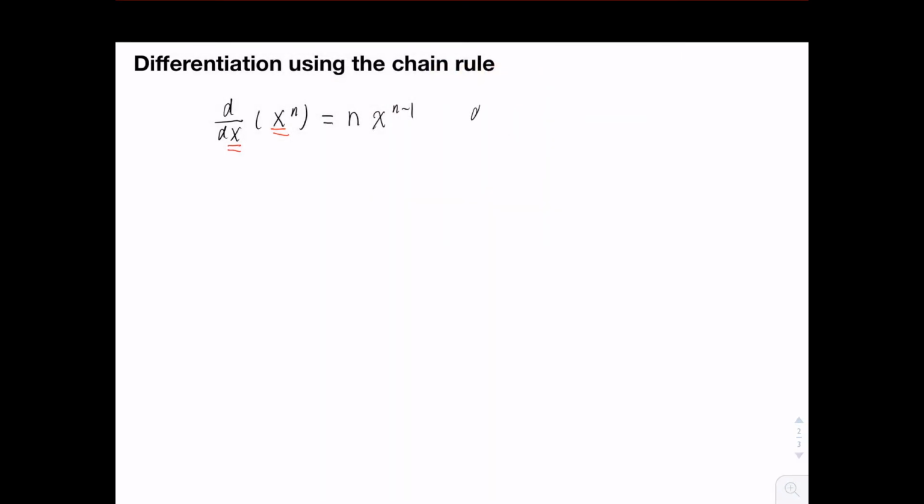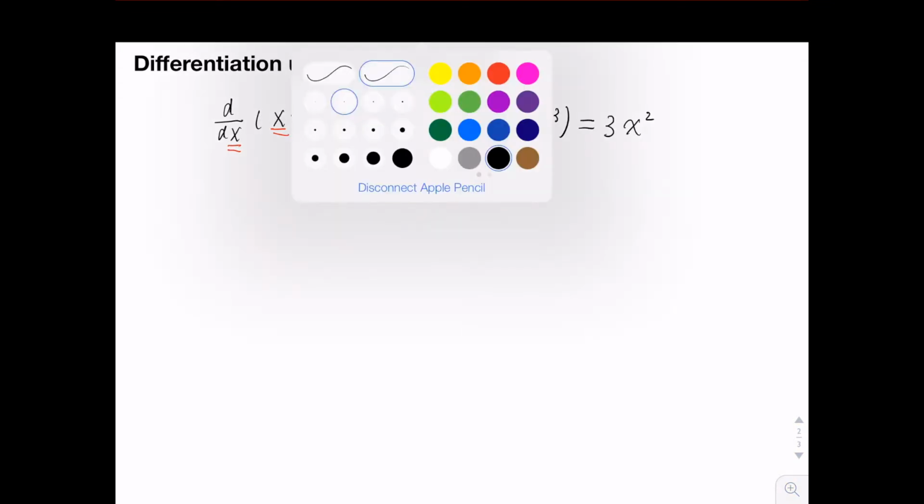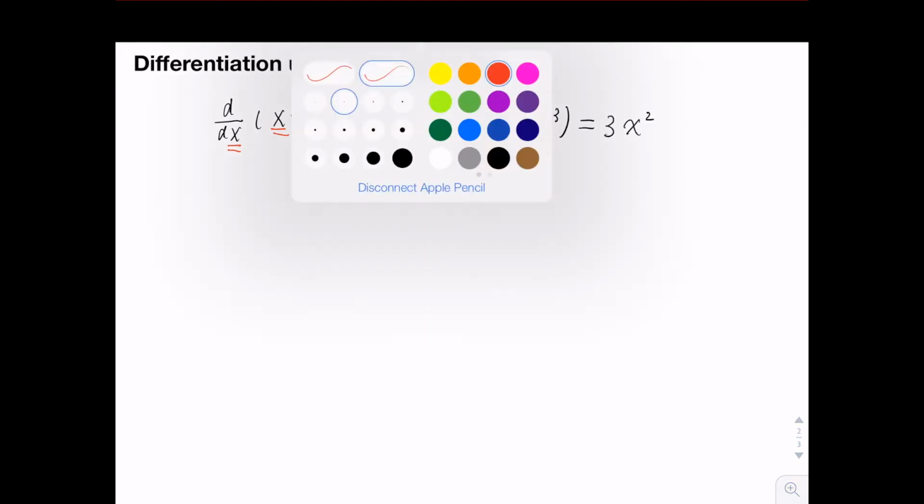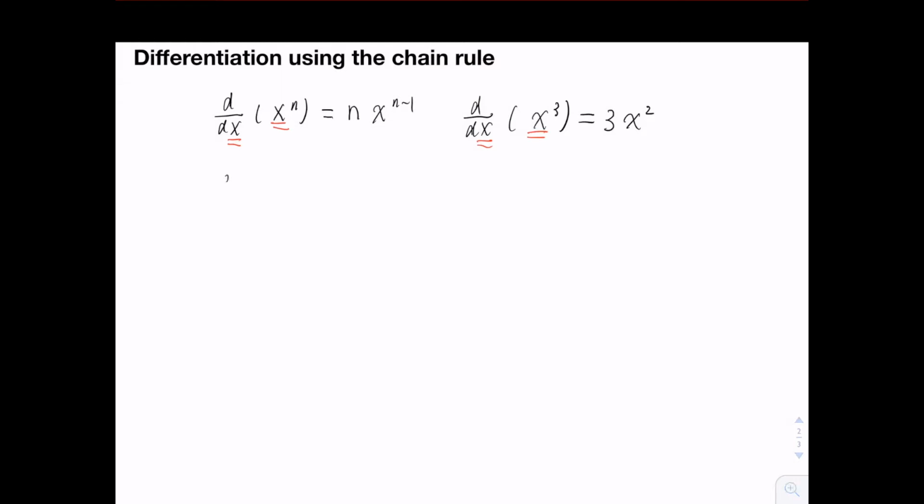But everyone knows how to use this formula. For example, if we have d dx of x to the power 3, then using the formula, we bring the power down, 3, and we times x to the power of 3 minus 1, which gives us 2. And that exactly fits the formula. As you can see, this x and this x are exactly the same. So now, what if it's different?